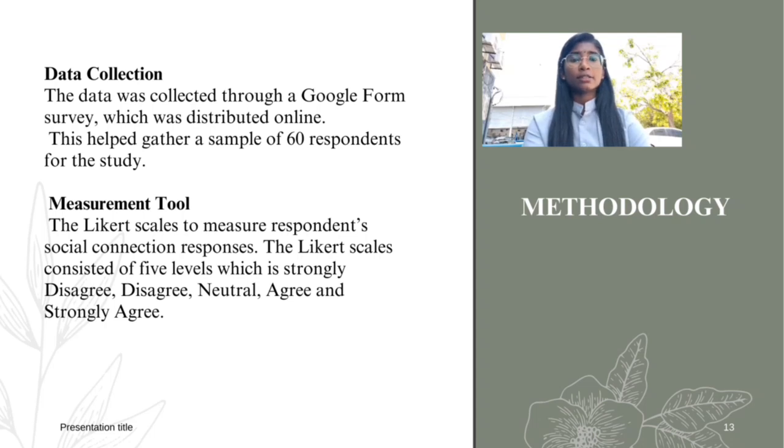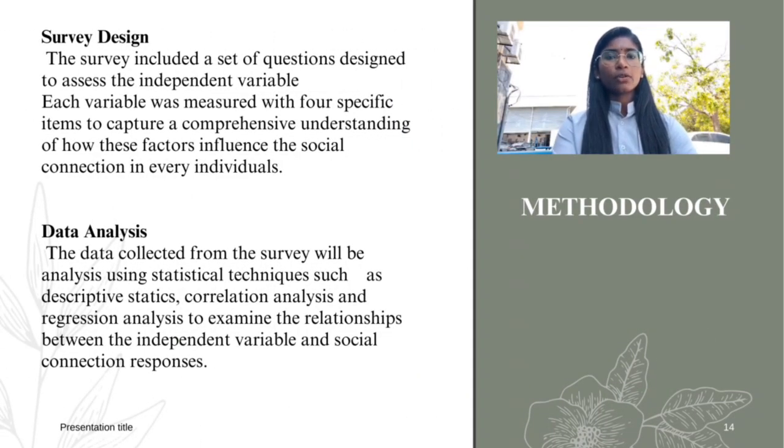The Likert scale consists of five levels: strongly disagree, disagree, neutral, agree, and strongly agree. The design: the survey includes a set of questions designed to assess the independent variables. Each variable was measured with four specific items to capture a comprehensive understanding of how the factors influence social connection in every individual. The data collected from the survey will be analyzed using statistical techniques such as descriptive statistics, correlation analysis, and regression analysis to examine the relationship between the independent variables and social connection responses.